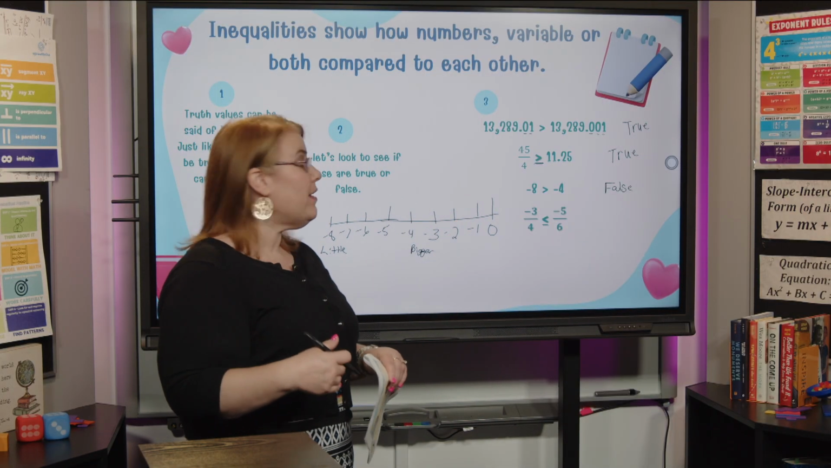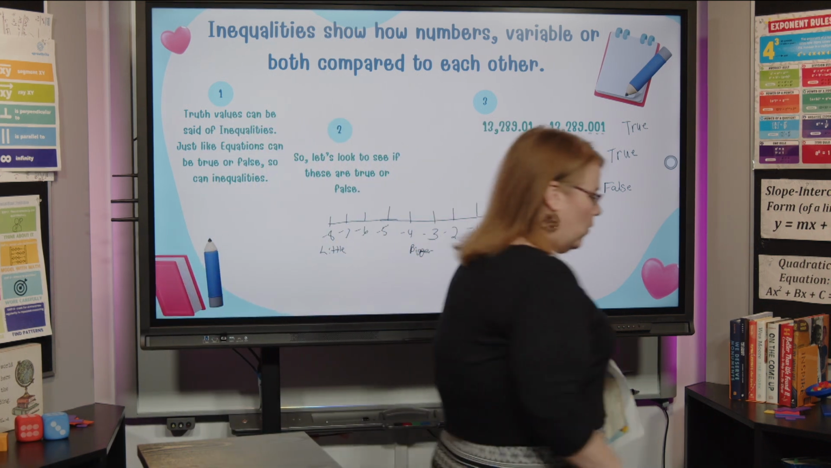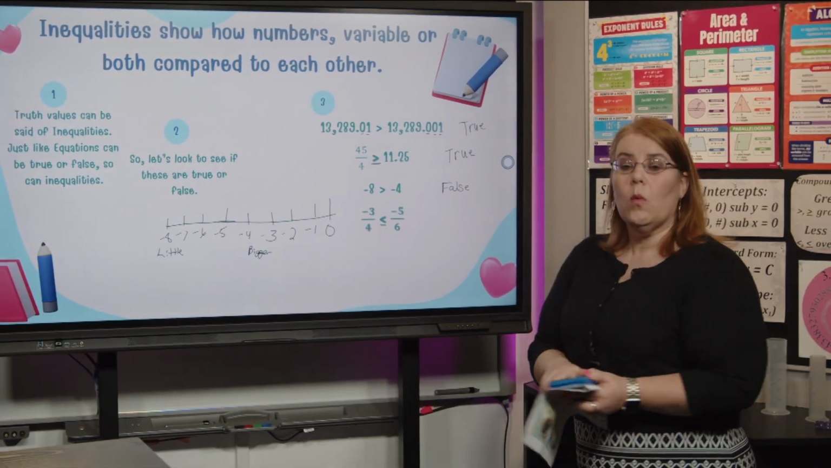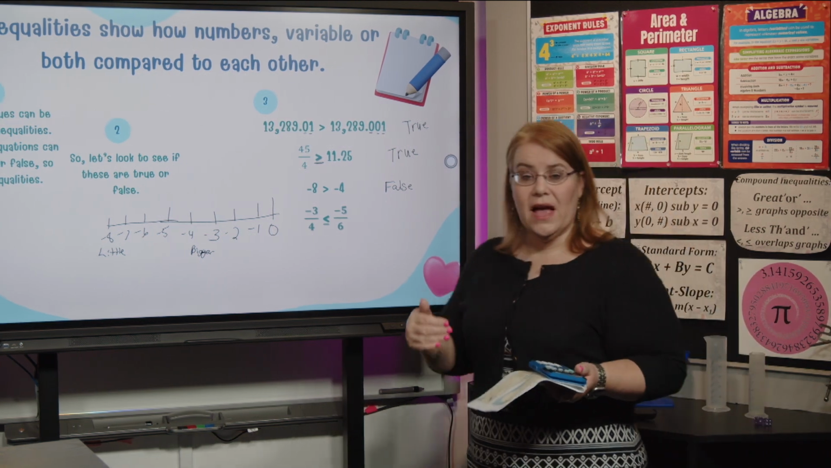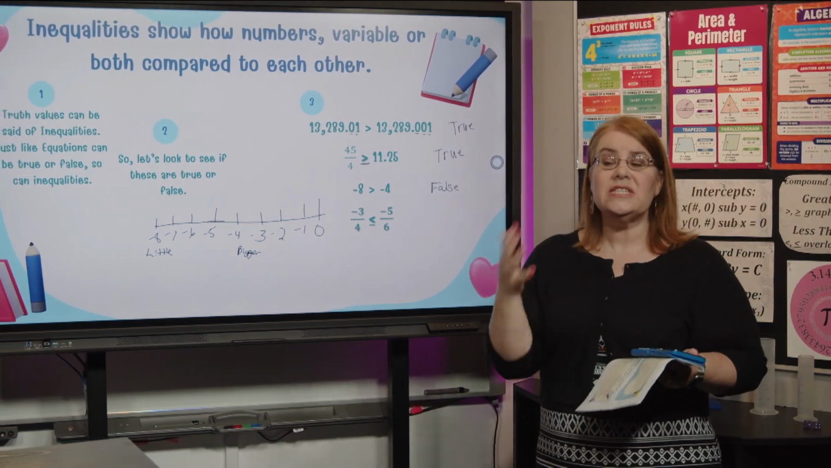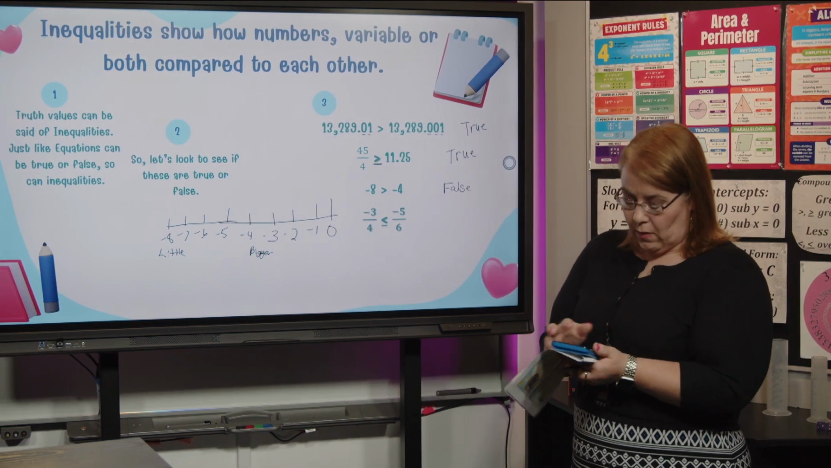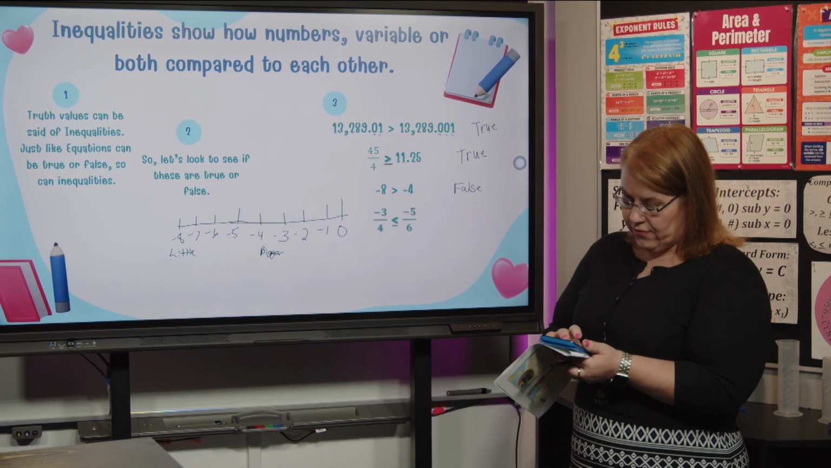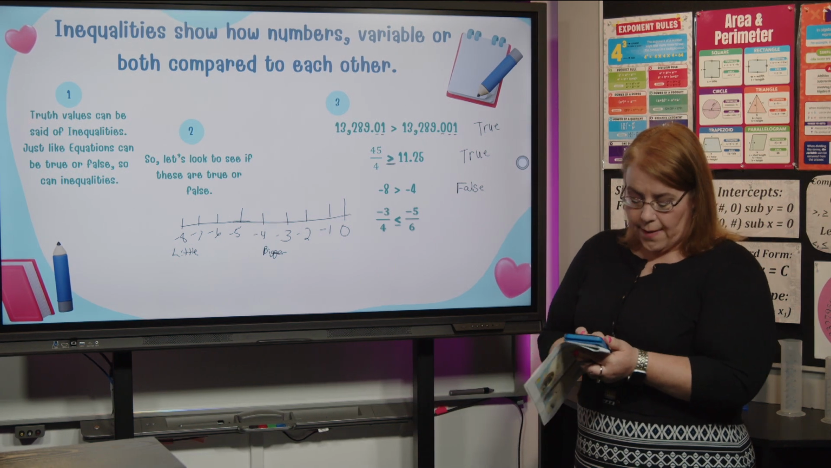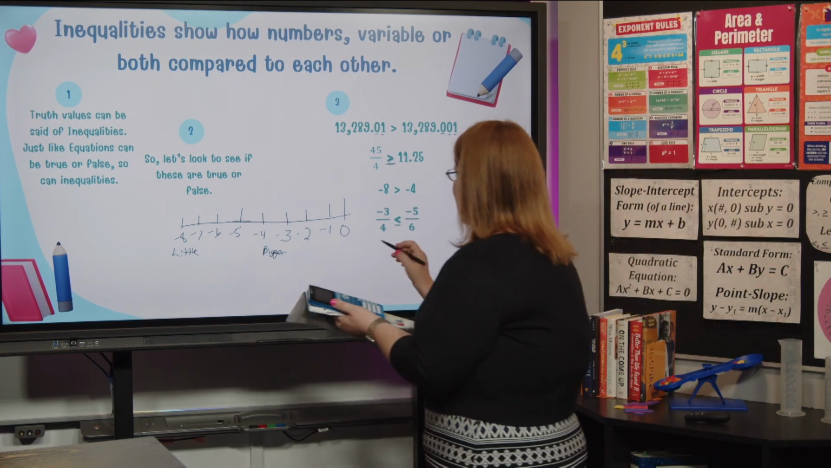Now let's look at -3/4 less than or equal to -5/6. Let's put that in our calculator and see what we've got. So we know multiple ways to put this in our calculator. I'm going to put the fraction in and turn it to a decimal, just so I can see how many decimal points. So I'm going to do alpha y equals and put -3/4. I'm going to go to math and hit number 2, and I get this decimal number.